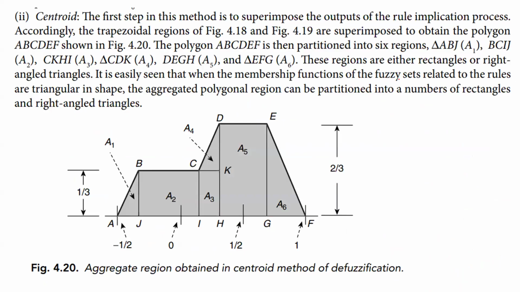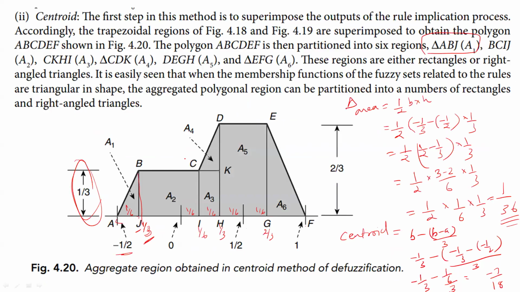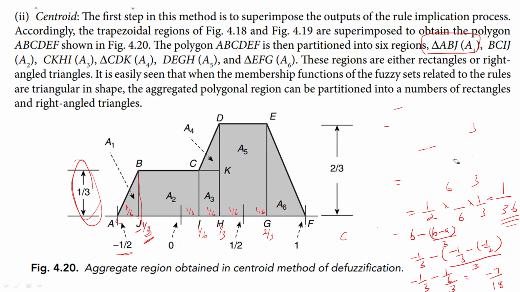Similarly, we have to find it for the others. I'll show one more example for a rectangle and then I'll show you the result, instead of doing each one of them. So now let us look at how we can find the area of a rectangle and the centroid of a rectangle.